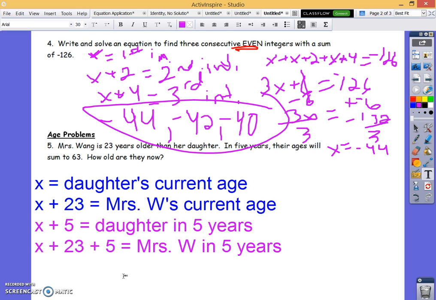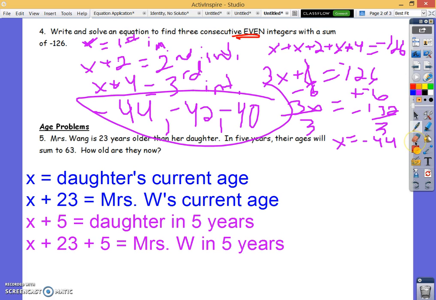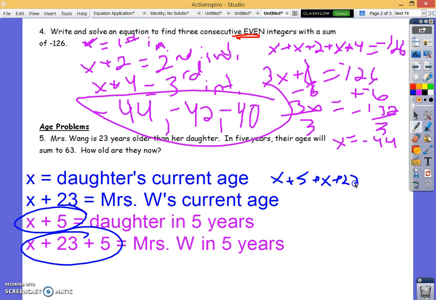Now it says in 5 years their ages are going to sum to 63. That means I need to use this and this. The daughter's age in 5 years, Mrs. Wang's age in 5 years, they're going to sum to 63. So what I'm going to have is X plus 5 plus X plus 23 plus 5. And that, in the 5 years, is going to equal 63. So we defined our original variables, we defined our variables in 5 years, and now we're saying in 5 years, if I add her age plus her mom's age, it's going to be 63.